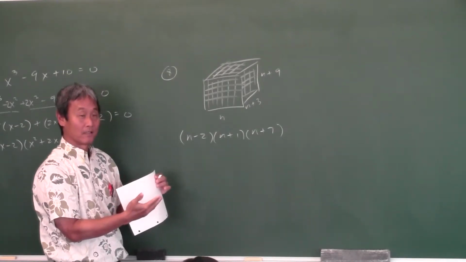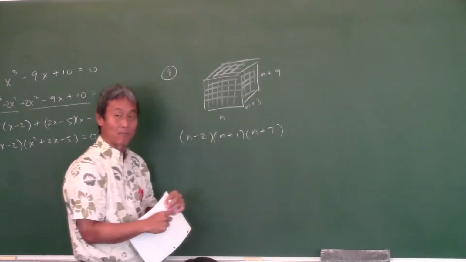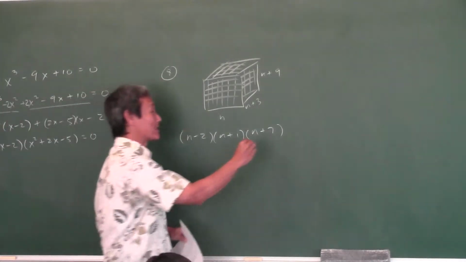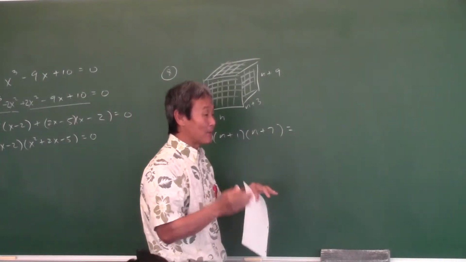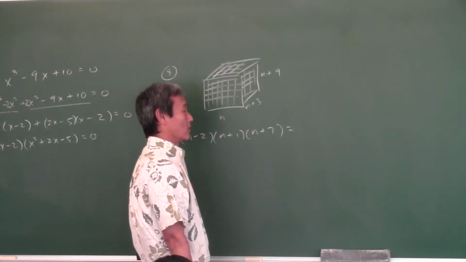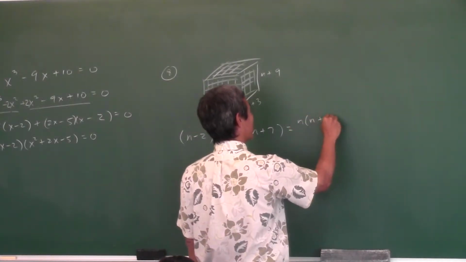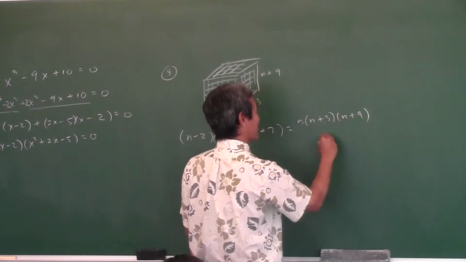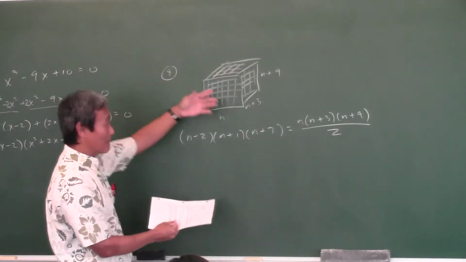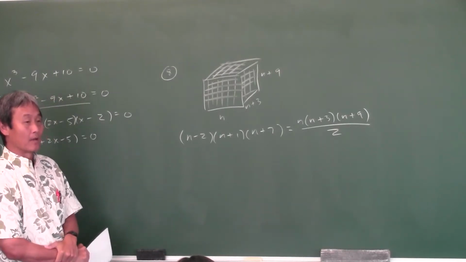You get it? And then what about this? This is n plus 9. If you take away the top layer and the bottom layer, it becomes n plus 7, right? That's how many blocks do not have paint on them. And what is that equal to? It says half the blocks do not have paint on them. What's the total number of original blocks? N times n plus 3 times n plus 9, and then you divide it by 2, that's half. This is your equation. I'm going to leave it to you to solve.